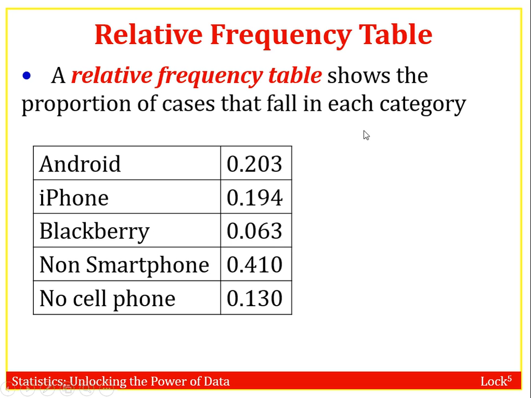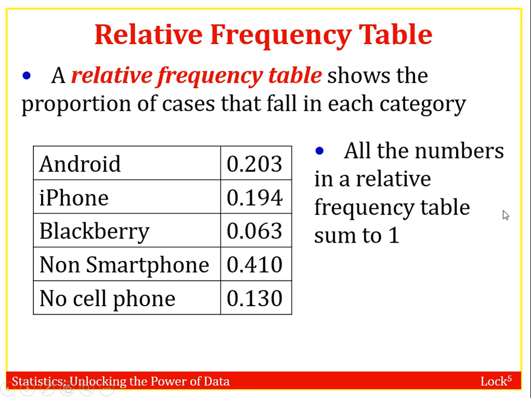So here is our relative frequency table for our phones. Notice the no cell phone we said was 0.13. We would do the same type of thing for each one of these. We would take how many Android phones we had, which was 458, divided by the total, and that's where we got this number. And we did that for each category. All these proportions always need to add up to 1. Or if you were dealing with percentages, they'd have to add up to 100%.